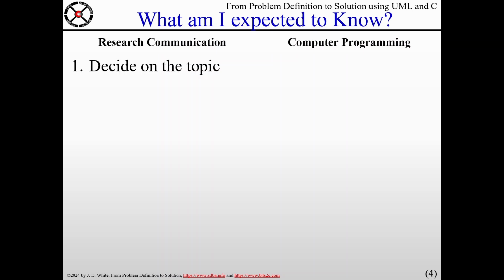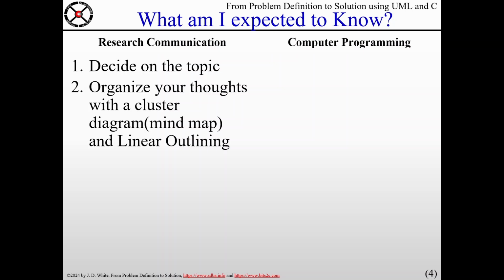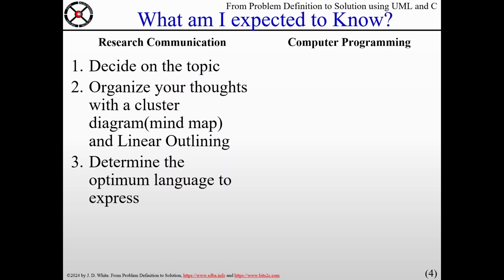Once you've decided your topic, you then need to organize your thoughts using a cluster diagram or a mind map. Once you've organized your thoughts with a cluster diagram or a mind map, and then done linear outlining, you can then move to determine what language to write your ideas in. Should you write it in English, Chinese, Japanese, whatever language, or French? How is it best to convey these ideas? And finally, you will actually express it in English. If you were writing in an English course, you'll be writing it in English. You'll write standard paragraphs and sentences.